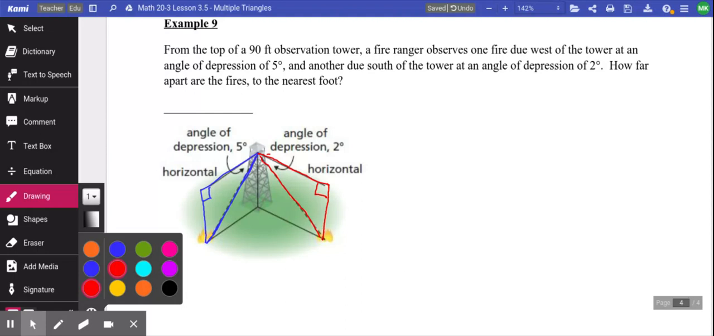So if we read this, it says from the top of a 90-foot tower, a fire ranger observes one fire due west at an angle of depression of 5, and another due south of the tower at an angle of depression of 2. How far apart are the fires? What you're looking for is the distance from one fire to the next fire. And if you look, now there's a third right triangle. This one is on the ground.